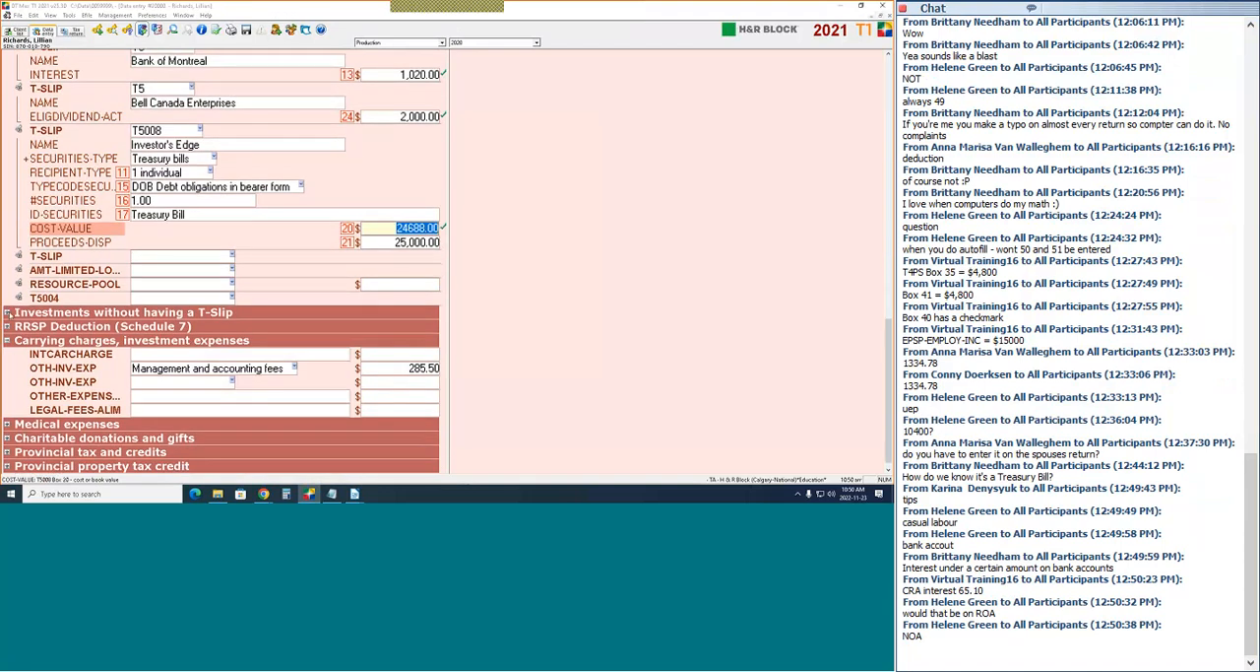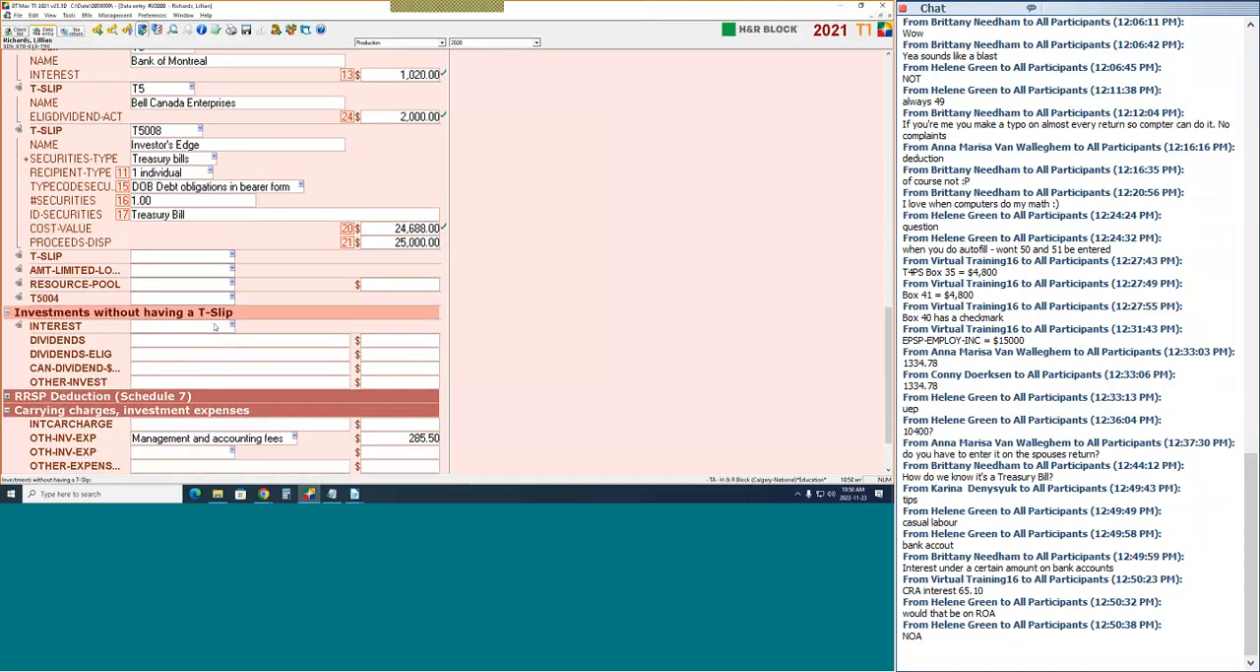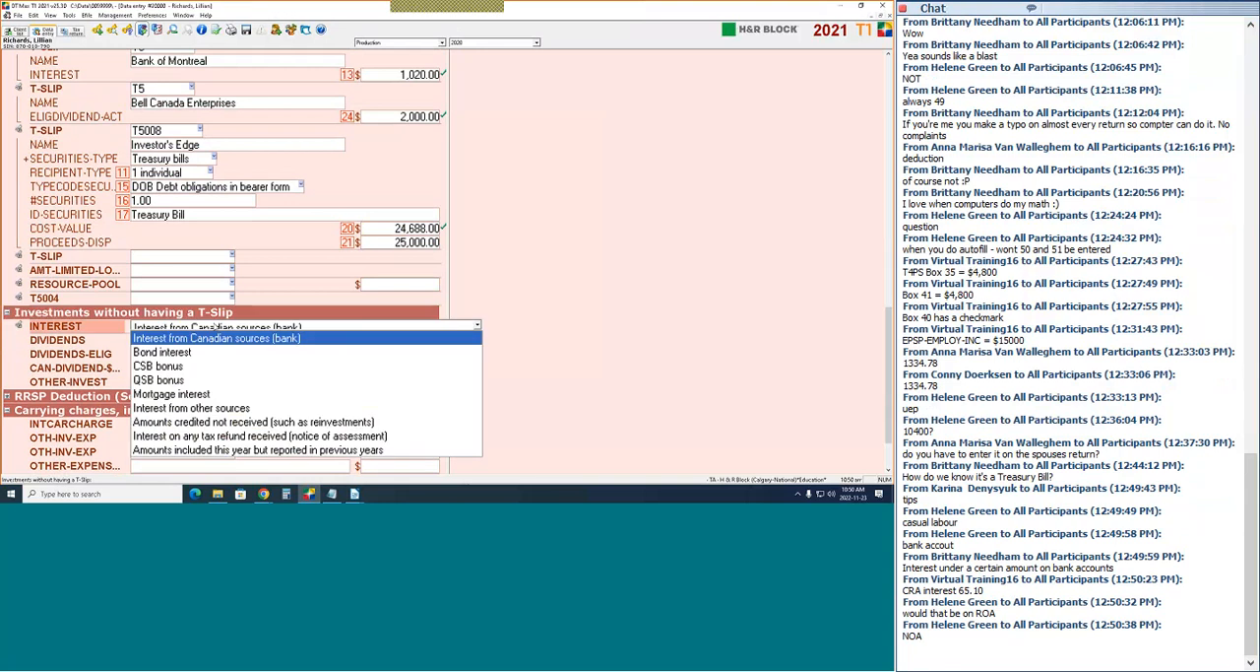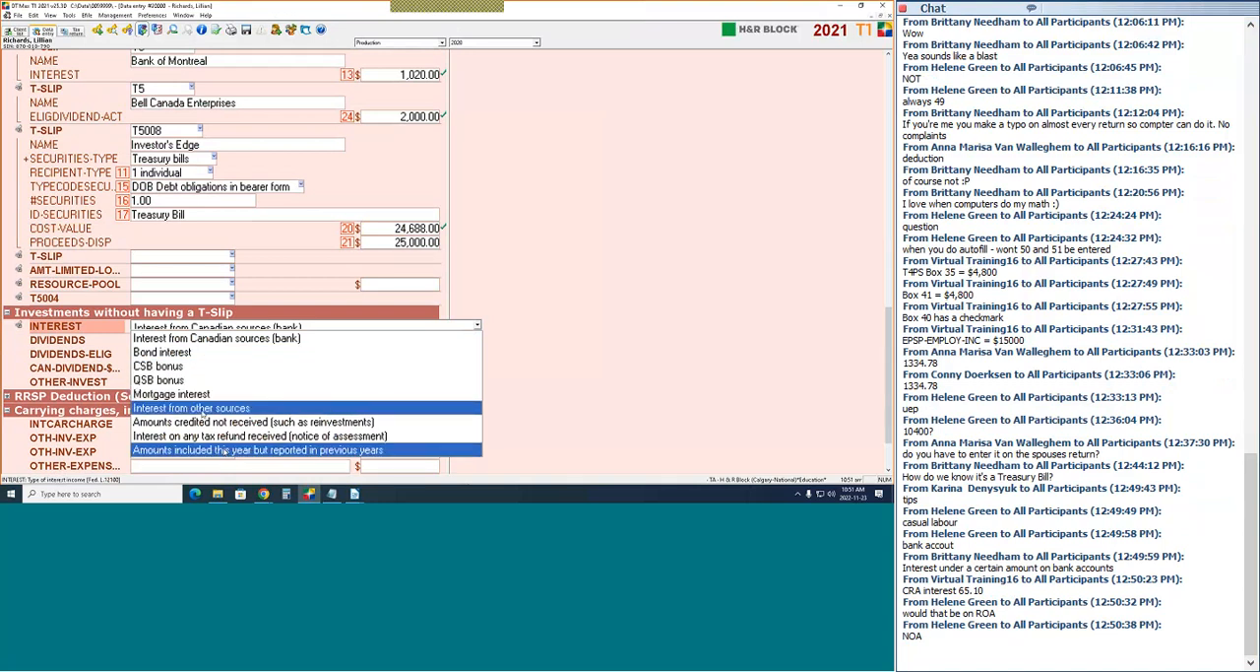So if I go to investments without having a T-slip, I'm going to have a box there for interest. Interest is going to let me choose what I'm doing. So I might have interest from a Canadian source like a bank. I might have bond interest. I might have CSB bonuses, mortgage interest, interest from other sources.